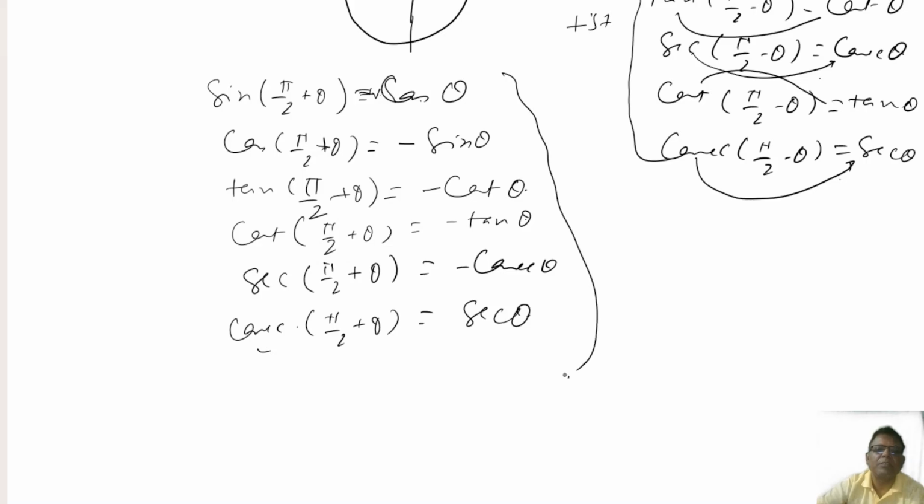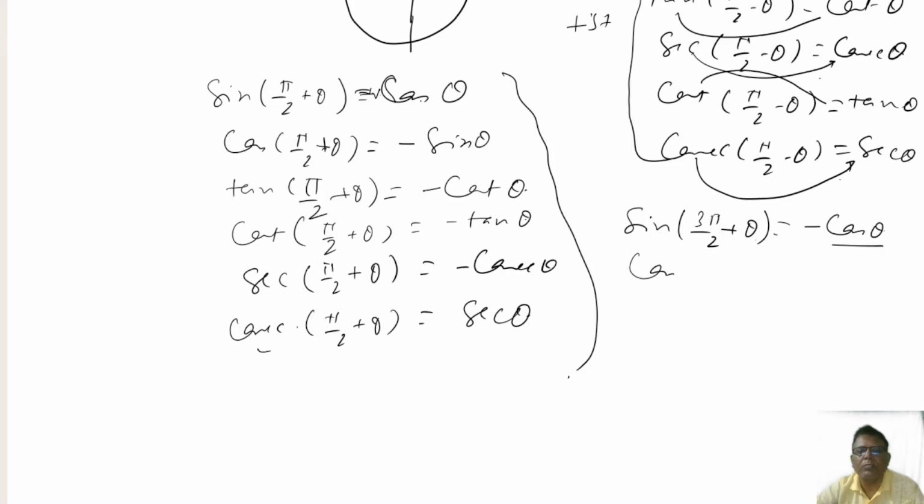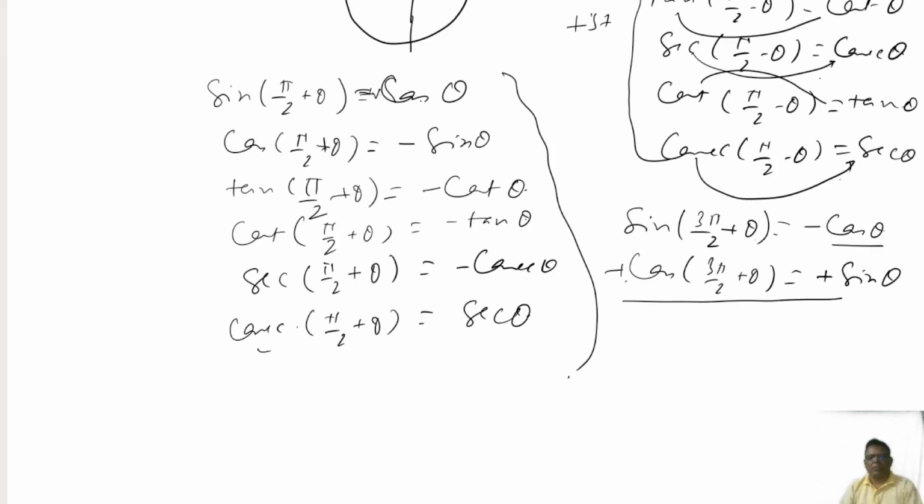So this will also follow the same pattern for 3 pi by 2 plus theta, which is in the fourth quadrant. Fourth quadrant is negative, so sin 3 pi by 2 plus theta is negative cos theta. Cos 3 pi by 2 plus theta will be positive sin theta, because this quantity in the fourth quadrant is positive. So this formula is very important.